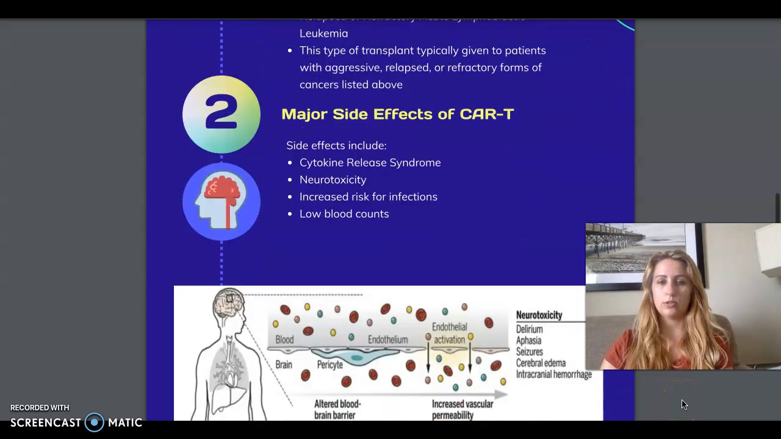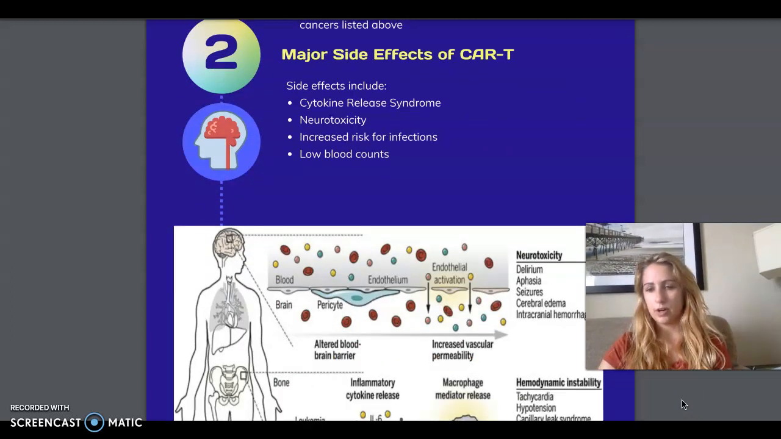So then we'll also go through the major side effects of CAR T, and that's one of the reasons we actually decided to develop this whole unit of instruction, because there's a lot of specific side effects that can occur and a lot of specific nursing responsibilities when it comes to this transplant.